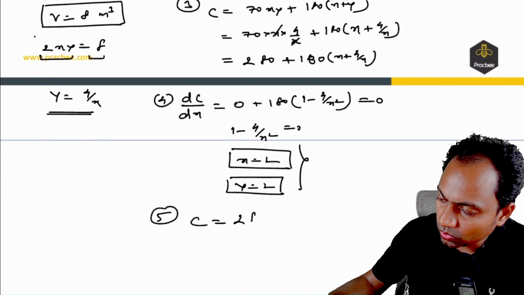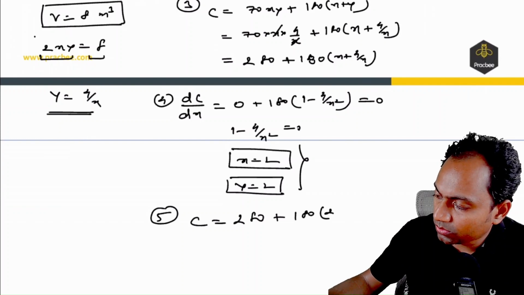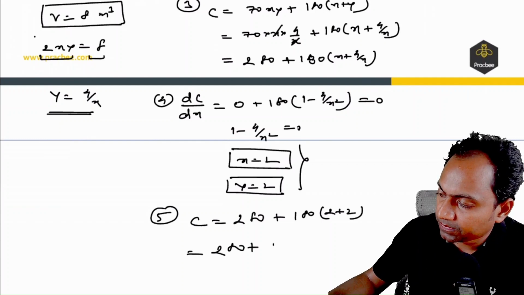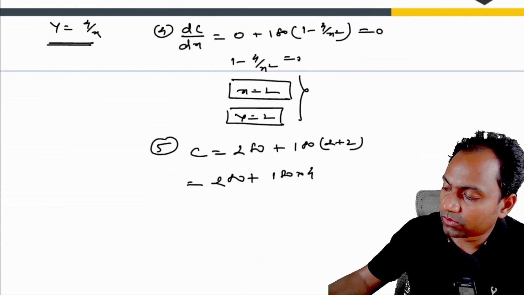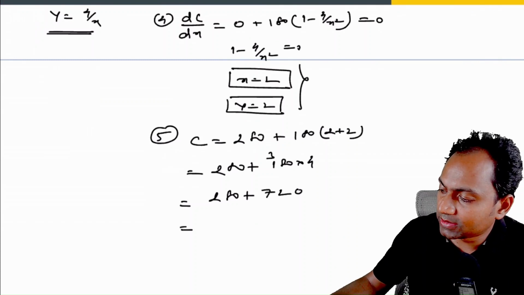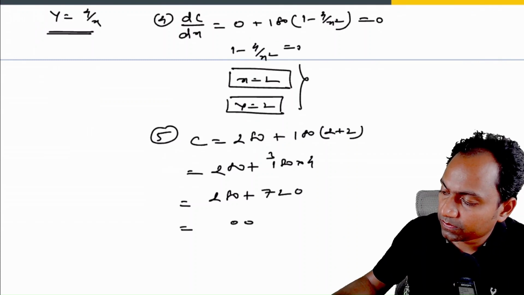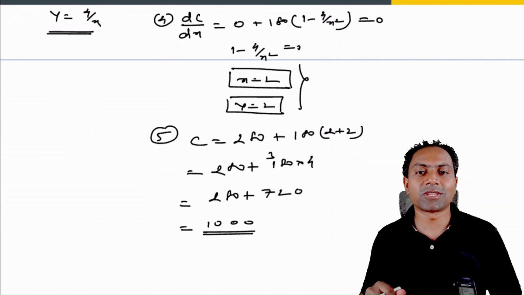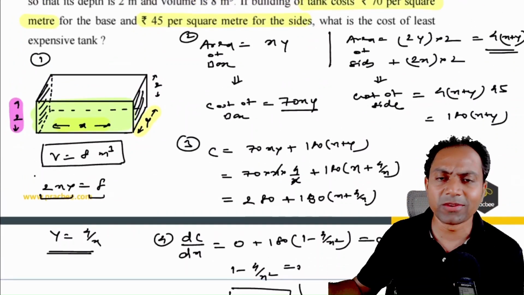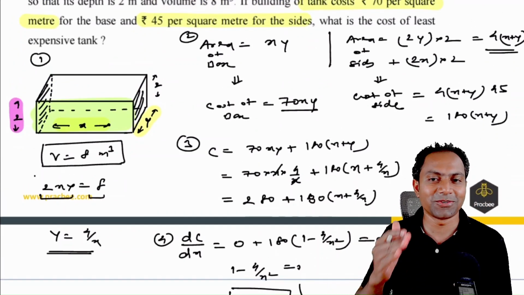So this becomes 180 plus 180 into 2 plus 2. So the answer becomes 180 plus 180 into 4. So this becomes 180 plus 720, and if I add this up, it becomes 1000. The answer to this question comes out to be 1000 rupees. You can check the calculation, but we are going to follow this method to solve this question. And you can see that this method has been the same for the last 3 to 4 questions.